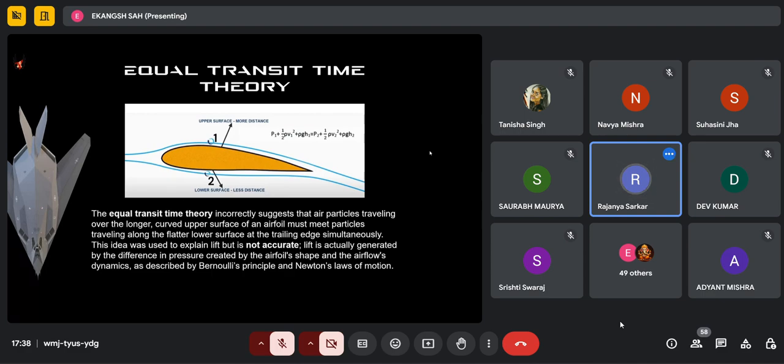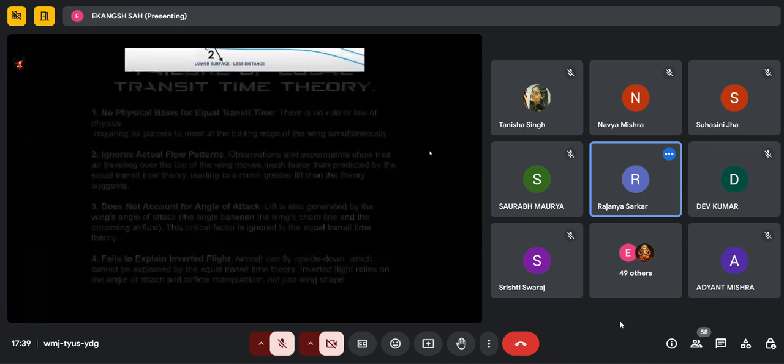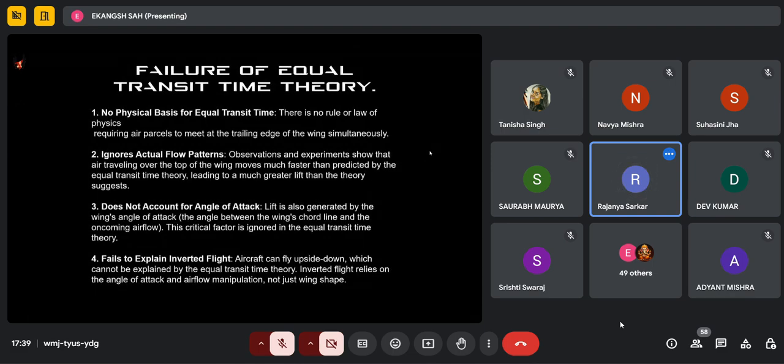Moving on to the next slide. We have different reasons for the theory to fail. First of all, the assumption it has taken in the very first step is that the time taken to flow from the leading edge to the trailing edge along the upper surface and along the lower surface is equal. This assumption itself doesn't have any mathematical proof or any physical basis. So this is the first point where it failed. That was the first assumption taken by the theory.